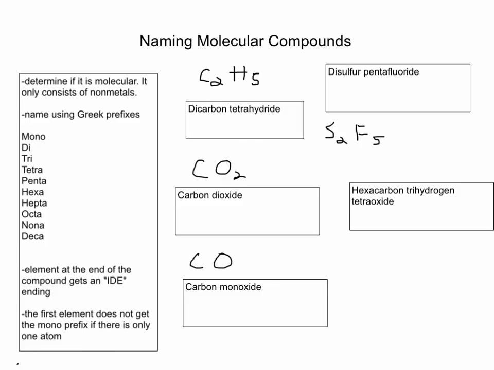Well, hexacarbon, hexa means 6. So we have carbon with 6. Trihydrogen, tri means 3. So we have 3 hydrogens. And then we have tetraoxide, which tells us we have 4 oxygens. So our compound is C6H3O4. And that's all there is to naming molecular compounds. Just make sure you learn your Greek prefixes and you'll be all set.